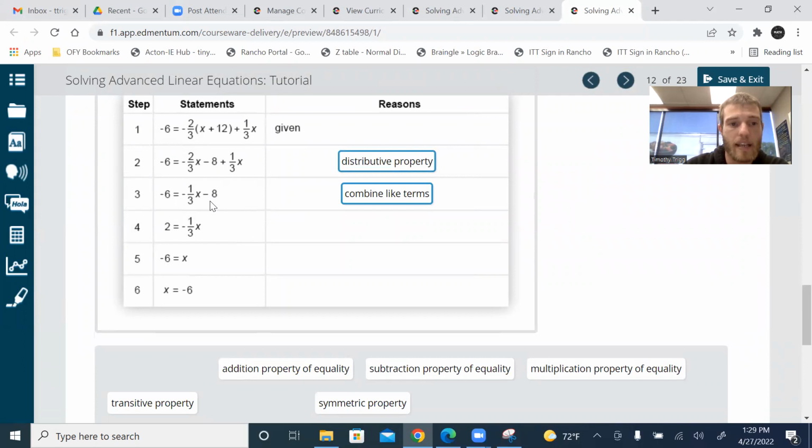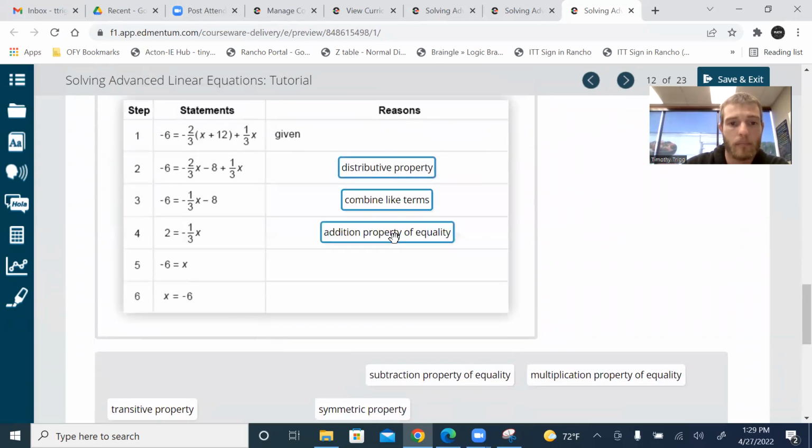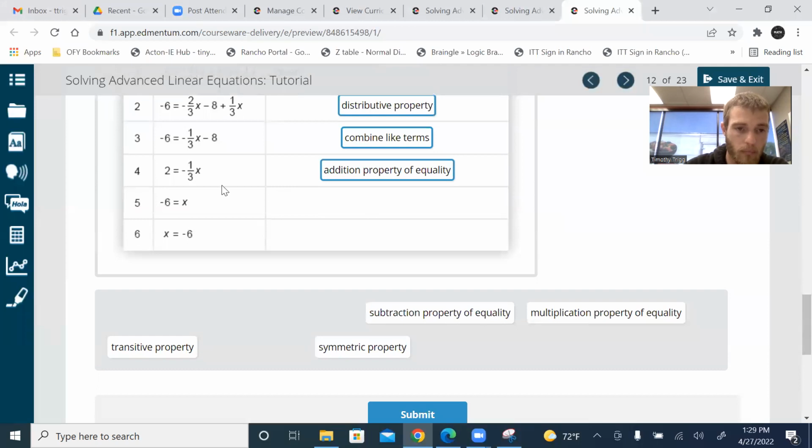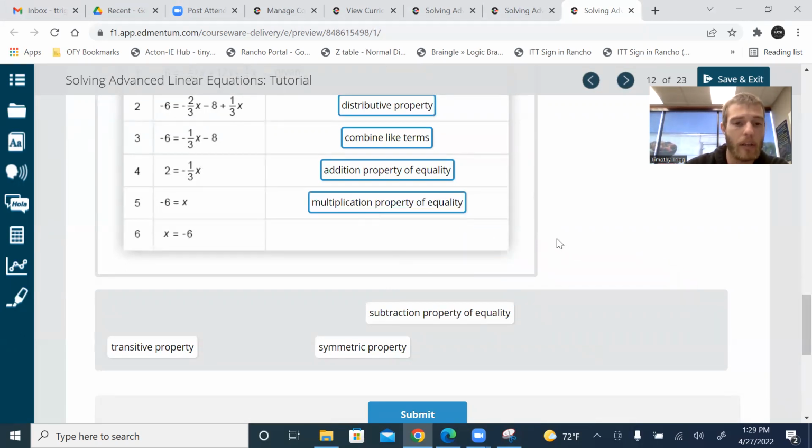Hopefully you see that the next step would be to add 8, so adding 8 to both sides of the equation. That's the addition property of equality. Let's see. Here, it looks like they multiplied by negative 3 on both sides of the equation. So that's the multiplication property of equality.